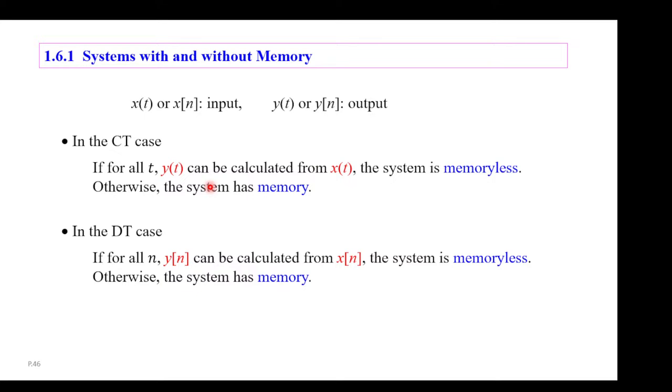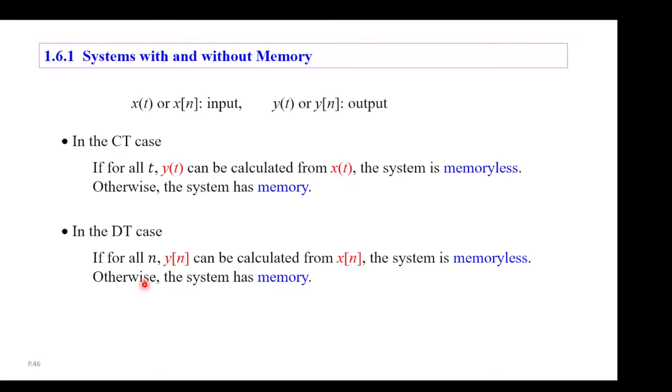We describe it in a reverse way, so we describe what does not have memory. Not having memory is memoryless. Memoryless means that you have an input and an output, and the system is memoryless if the output at some time t can be calculated just from the input at time t. It doesn't depend on t before or t after, just t exactly at this time. And this should happen for all time.